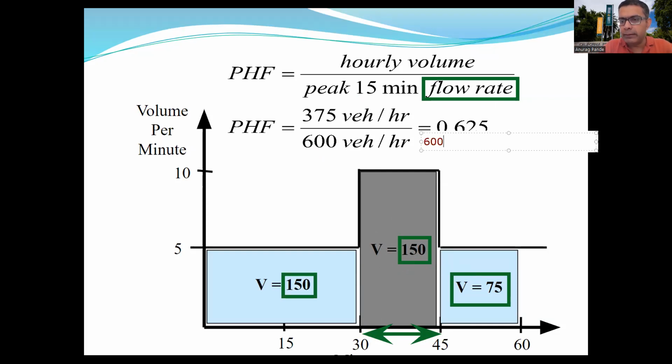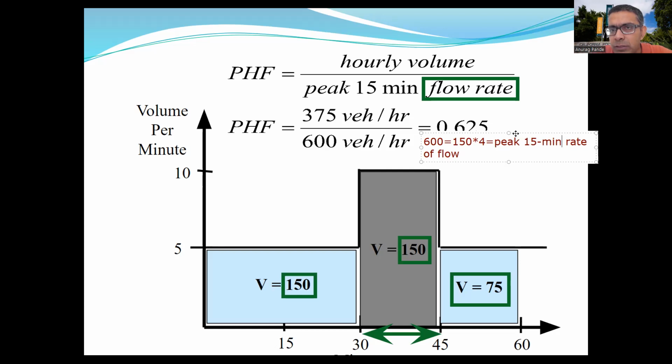600 is basically equal to 150, the peak 15-minute volume, times 4, okay, which is equal to the peak 15-minute rate of flow. Because remember, when I say rate of flow, you convert that into an hour. So you take the peak 15-minute volume, you multiply that by 4, because there are 4 15-minute intervals in an hour, and you get 600.